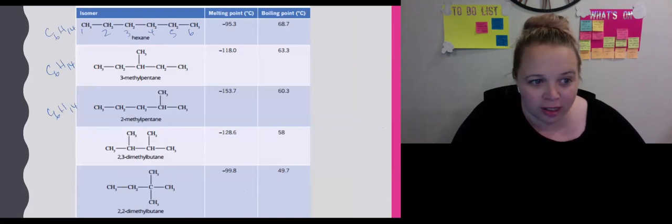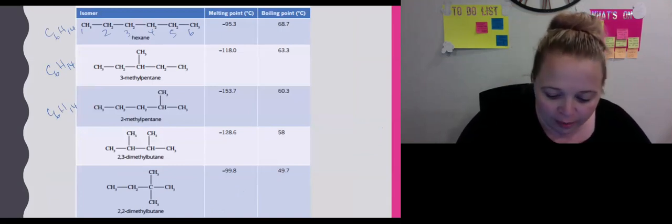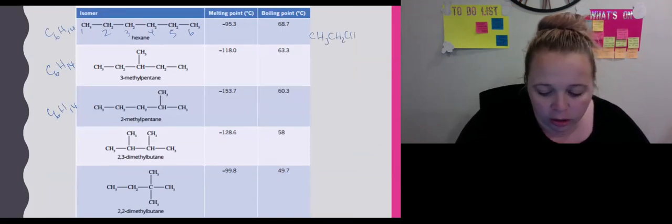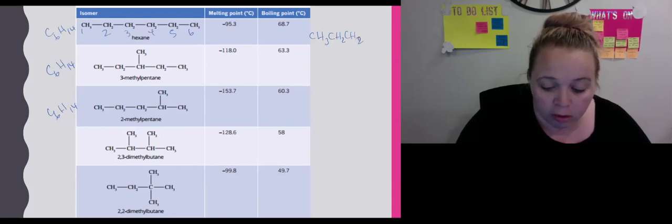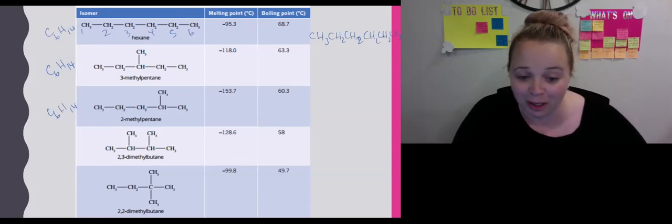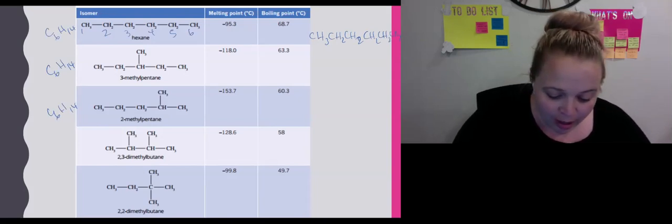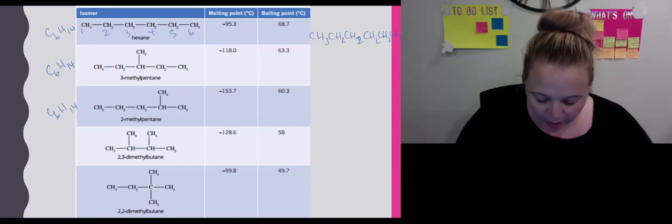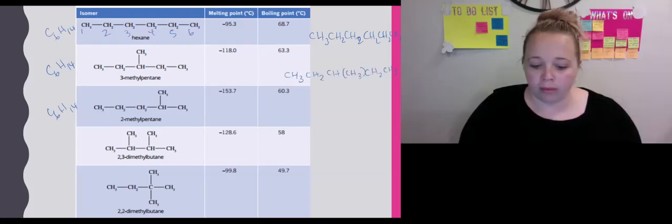So let's have a look at the semi-structural formula of hexane. It would be CH3, CH2, CH2. You can keep writing them all, or because there's lots of them, actually, no, we're just going to keep writing them all for our semi-structural. CH2, CH2, and CH3. Yep. So that's our semi-structural formula for the first one. This one is going to be a little bit different.